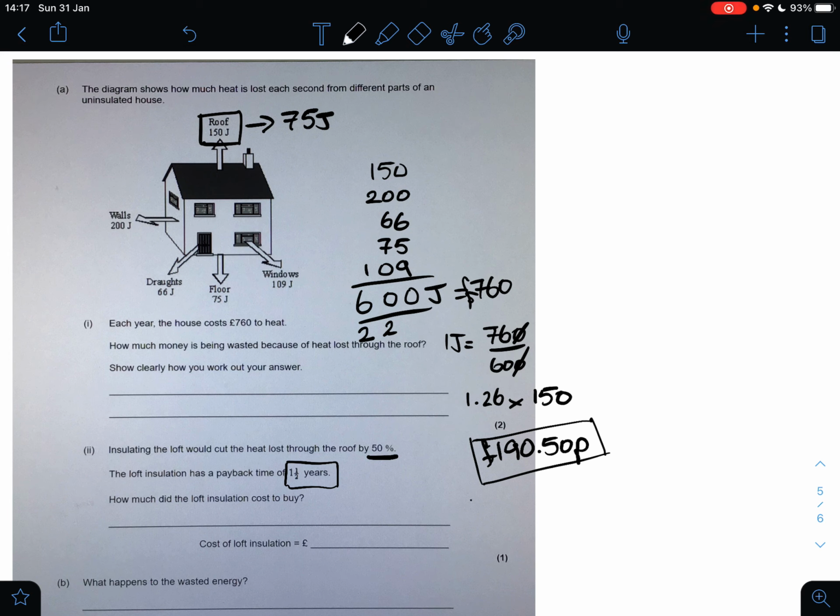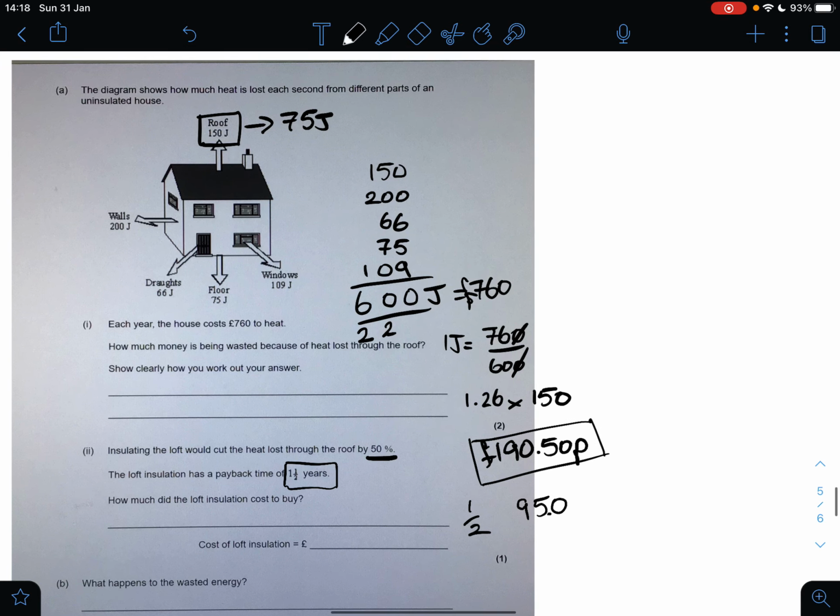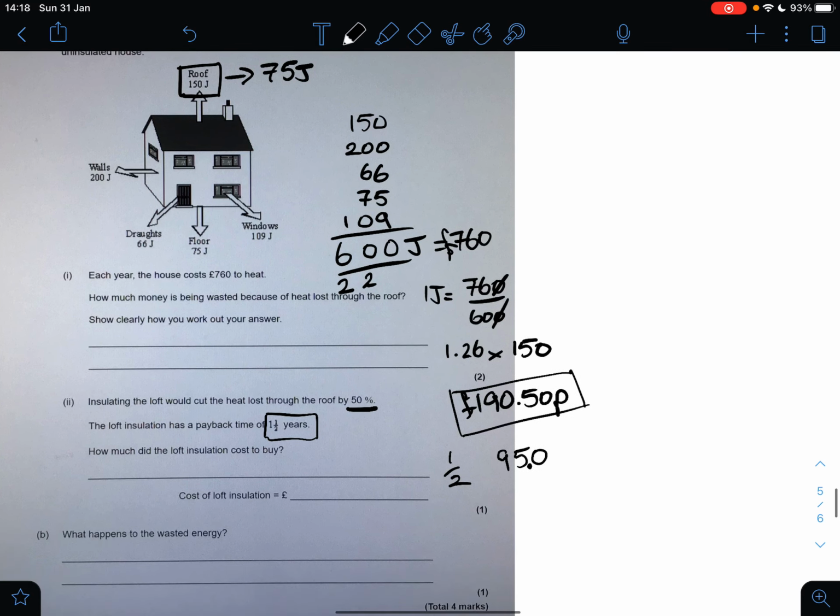Now if we're halving it, so half of that number, half of 19 is, brain's gone dead, 9.5. So £95, because 2 of those will make £190. There we go. 2 95s is 190. Okay, then it's going to take 1.5 years to save that much money, £95. So it's going to cost us £95.